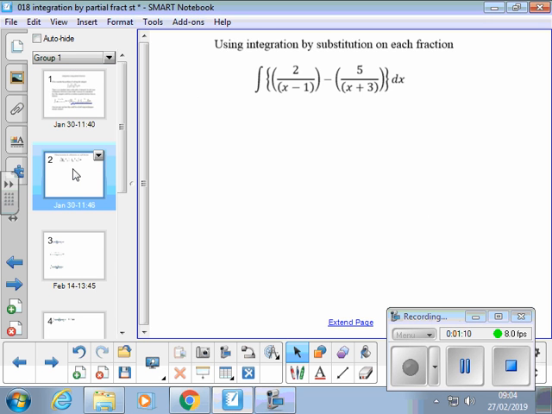Well, what we can do is use our old friend integration by substitution that we learnt 2 weeks ago to integrate each part of a fraction, each fraction separately. So we'll go through that example now. How do we do integration by substitution on each of those functions?